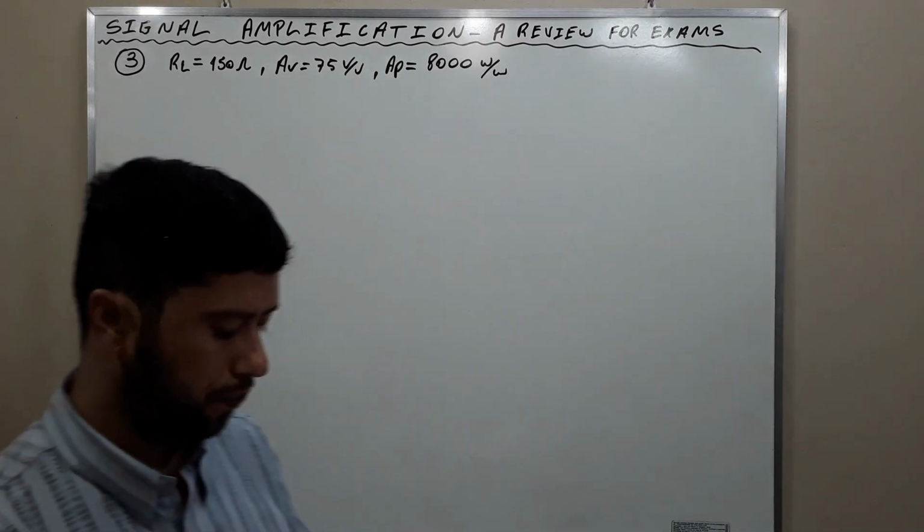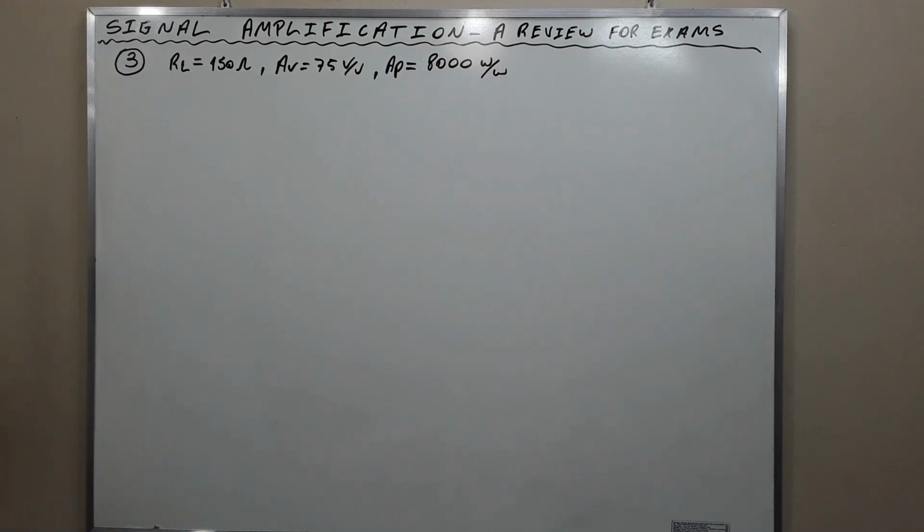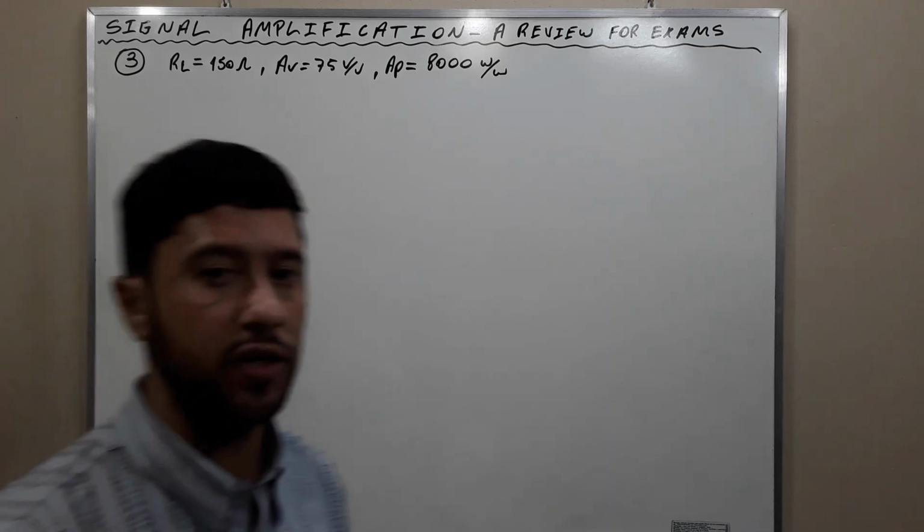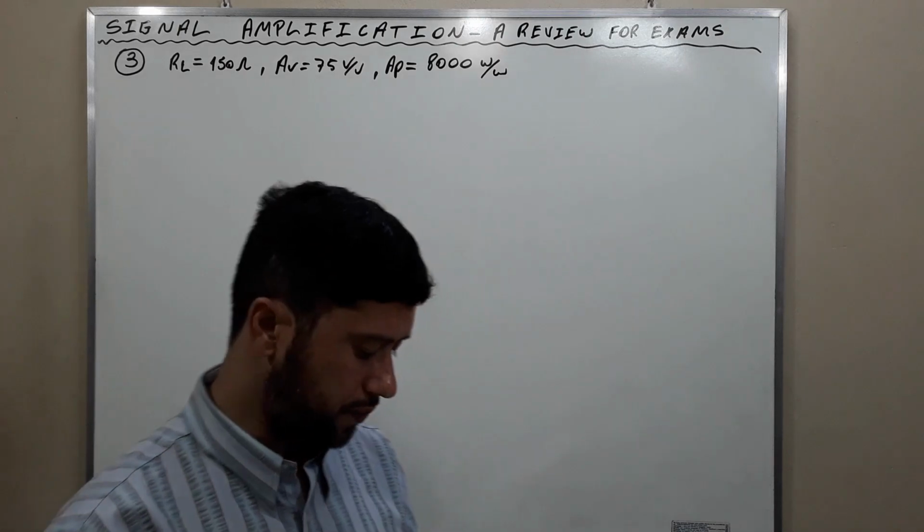Exercise number 3. A certain amplifier operating with a 150 ohms load has a voltage gain of 75 and a power gain of 8,000. With this data, determine the current gain and the input resistance. Okay, my friends, this is the question. Let's go to the solution.